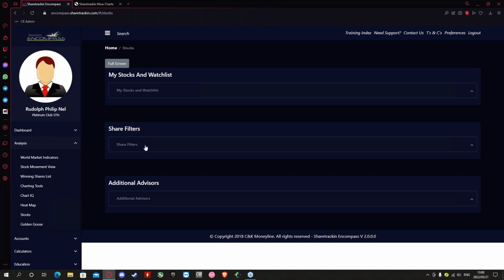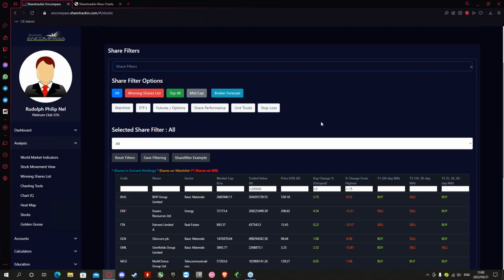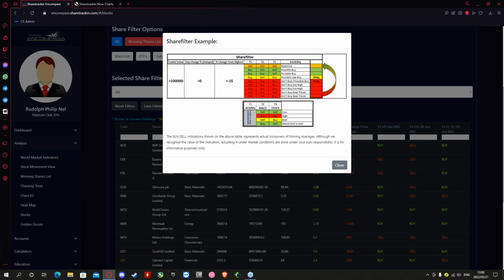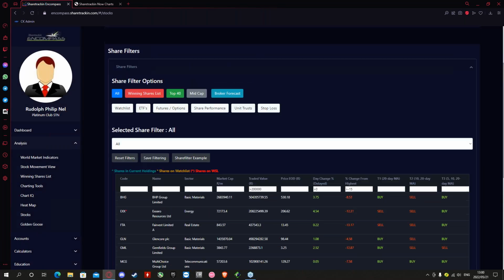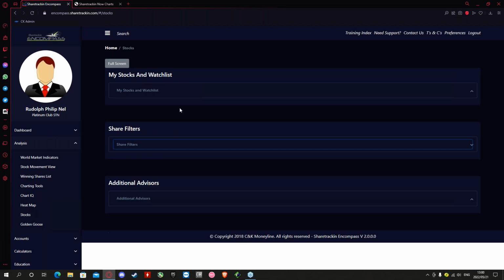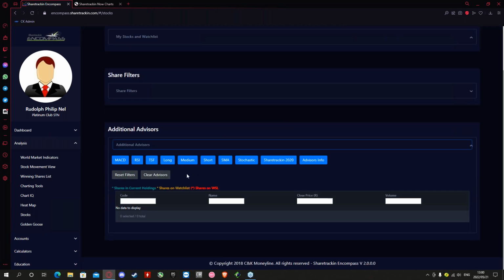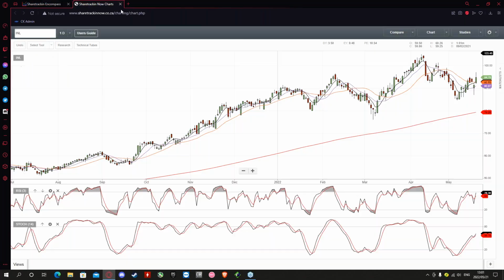Using, for instance, the share filter, I would filter out an example and then put all of those into a notepad. The same with the additional advisors, I'd add something like the long and the stochastic, and also the long and the RSI, and take that list of shares and put it into a notepad. From there, after I've got all my codes, I go directly to the charts.